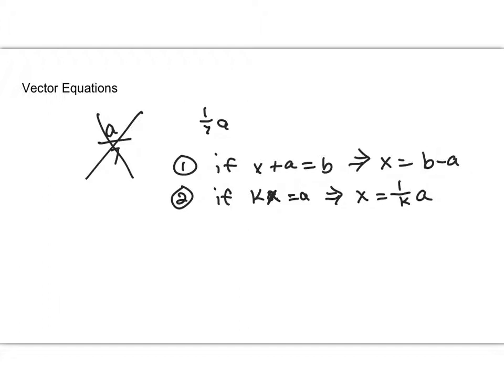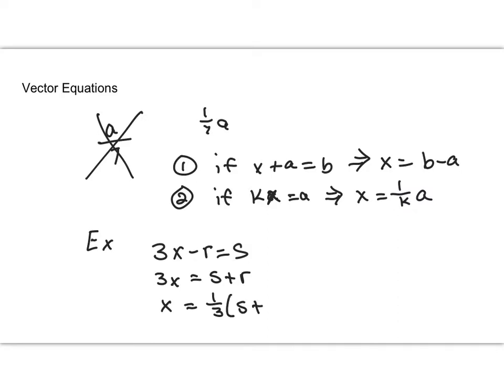So my last example is if I have 3x minus r equals s, where x, r, and s are vectors, and I want to solve for x, then the first thing I would do, just like any other equation, is add r to both sides. And then to get x by itself, I would multiply both sides by 1/3 to solve for vector x. And that's it. Thanks for sitting through all 3 of these videos.